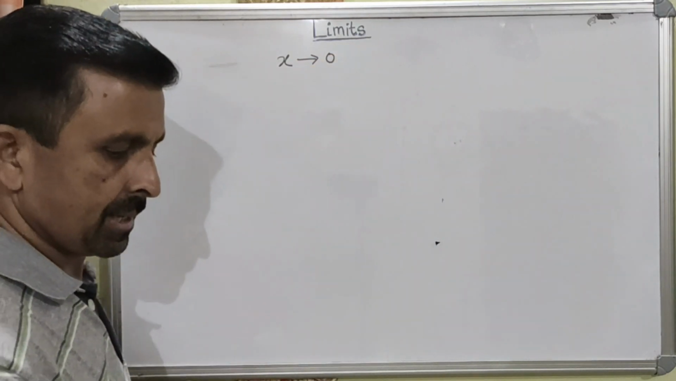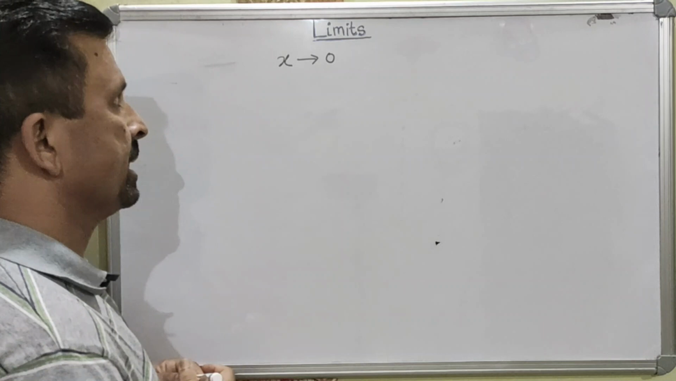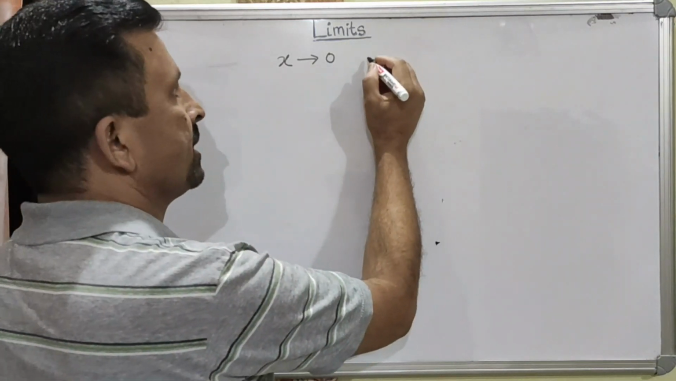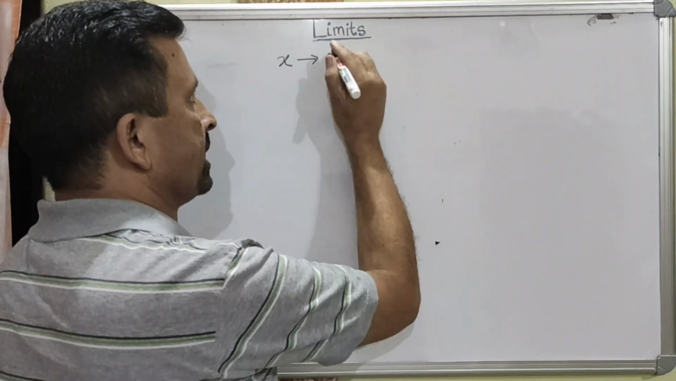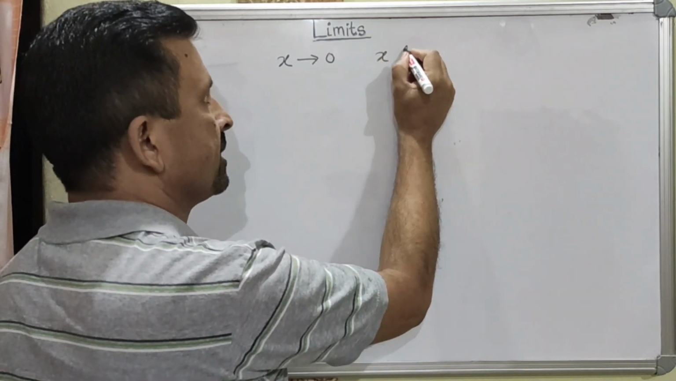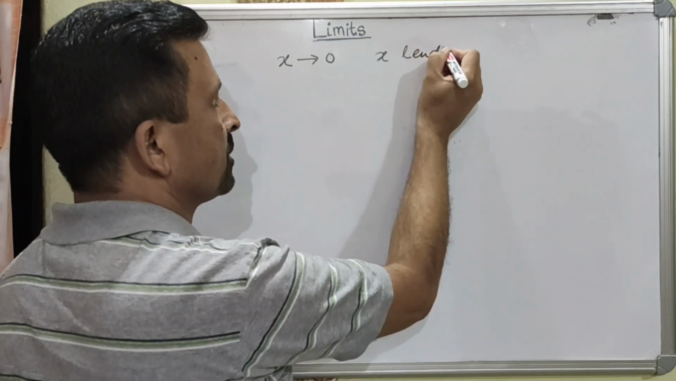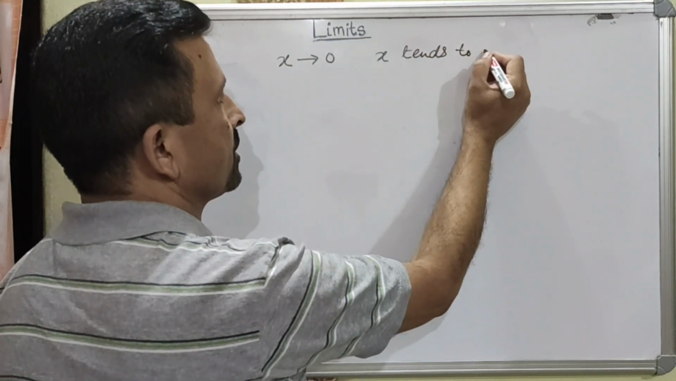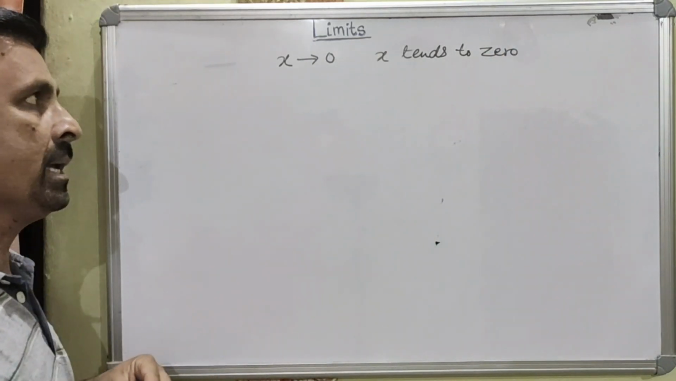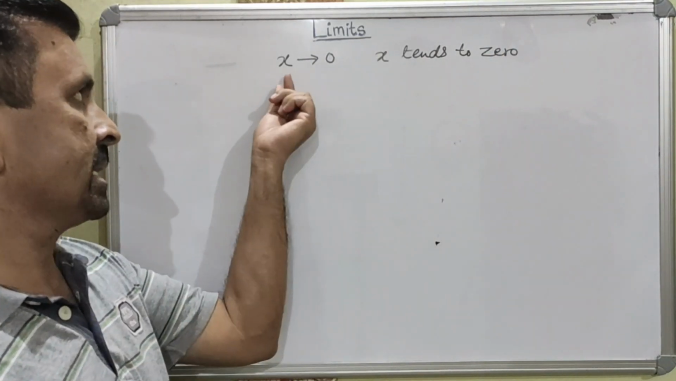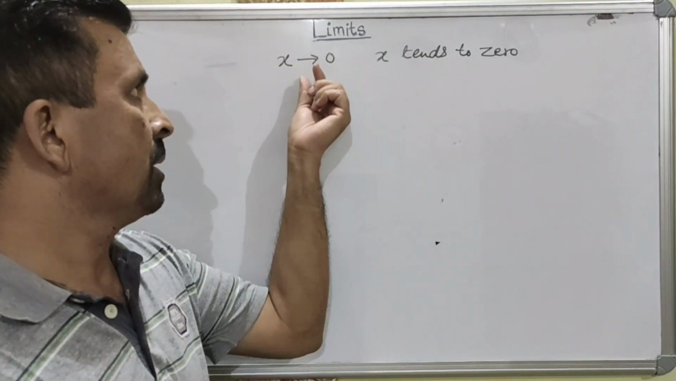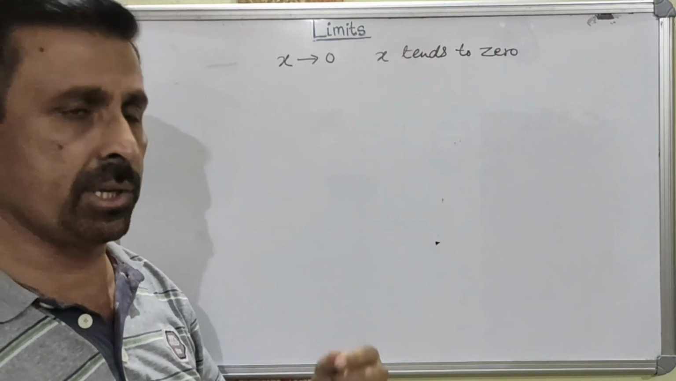In the limit, we have something like this. The meaning of this one is x tending to 0. We read this as x tends to 0. This is how we read this notation, x tends to 0. Now, what is the meaning of x tending to 0?